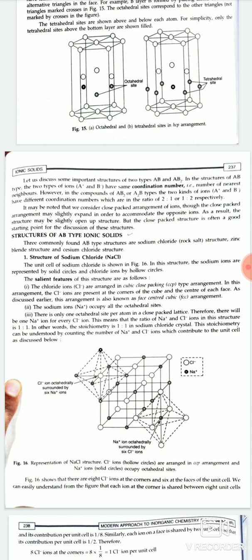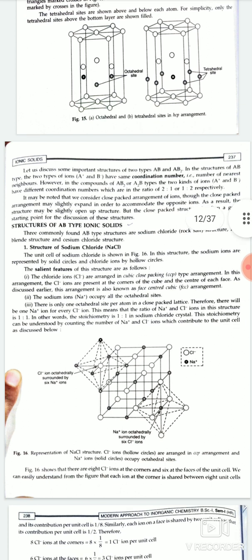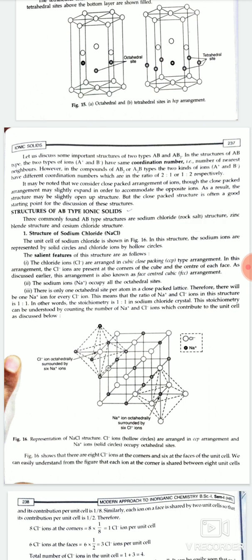Second, the sodium ions occupy all the octahedral sites. Thirdly, there is only one octahedral site per atom in a close packed lattice. Therefore, there will be one Na+ ion for every Cl- ion. This means that the ratio of Na+ and Cl- ions in this structure is 1:1. In other words, the stoichiometry is 1:1 in the sodium chloride crystal. This stoichiometry can be understood by counting the number of Na+ and Cl- ions which contribute to the unit cell, as discussed below.